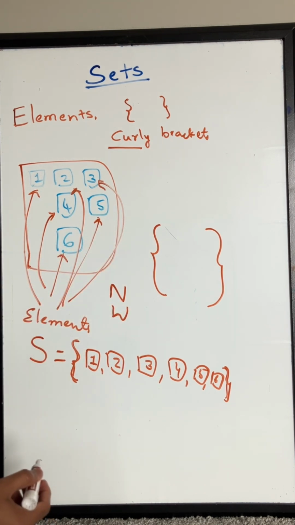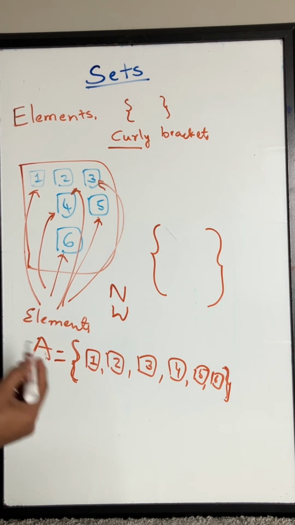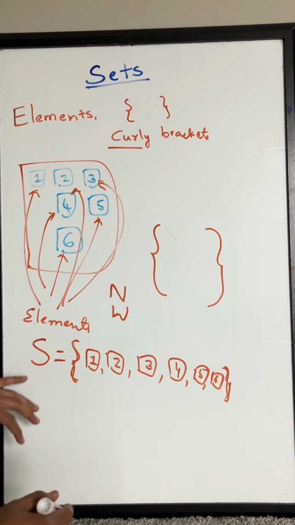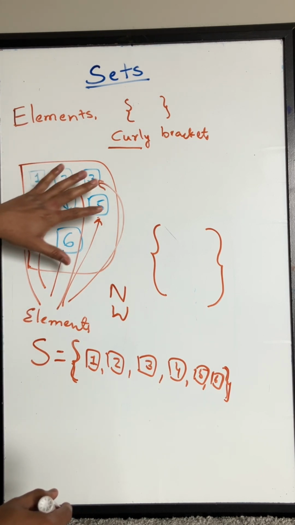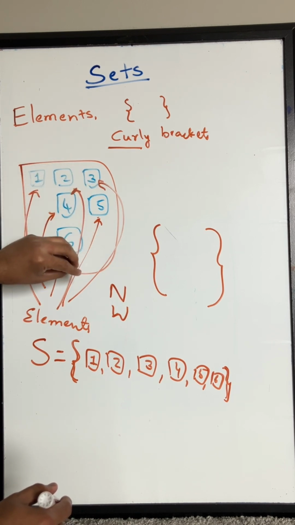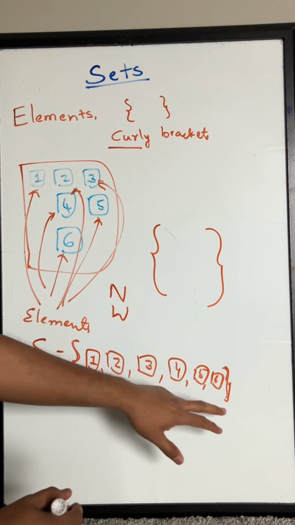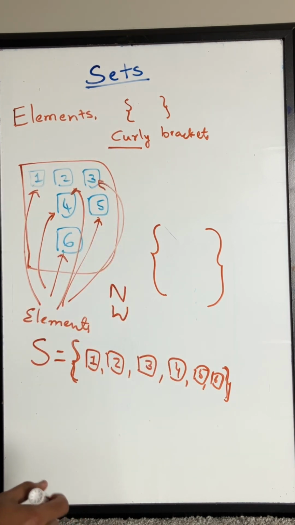Why stamps? Can I say A? Yeah, you can say A too. But make it relevant, like S for stamps. It is easy to understand. That's the reason generally people go with the first letter of what you are collecting. So we learned a few things like elements. Each and every object in your set is called an element, and we put them within these curly brackets, and we denote the set with uppercase letters.